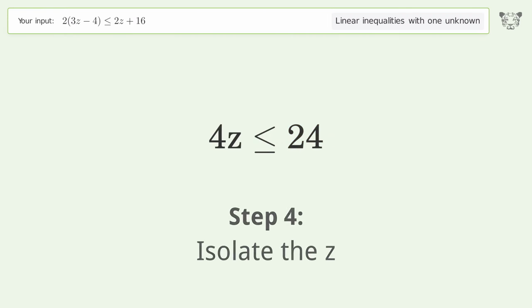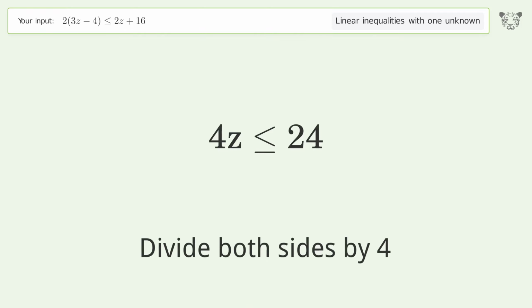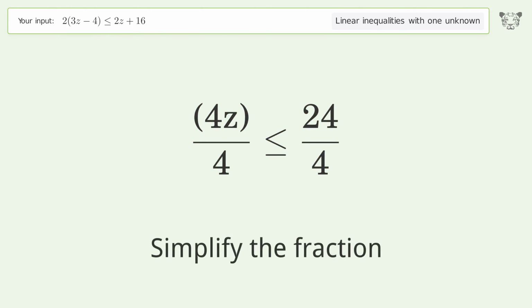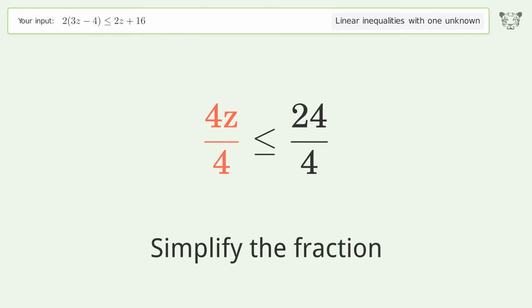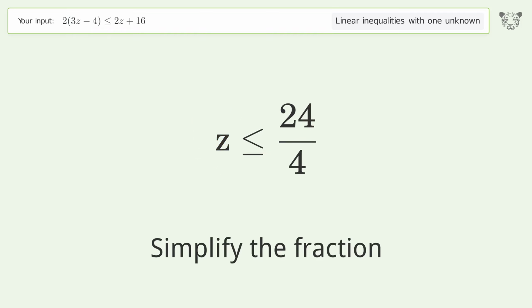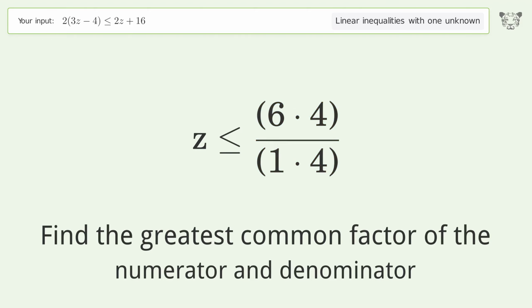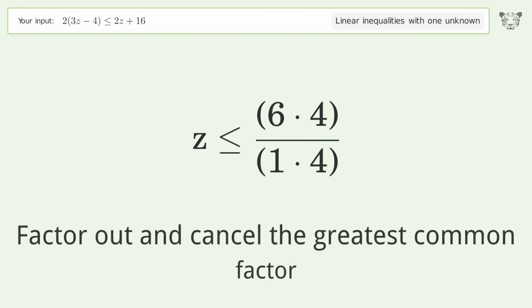Isolate the z. Divide both sides by 4. Simplify the fraction. Find the greatest common factor of the numerator and denominator. Factor out and cancel the greatest common factor.